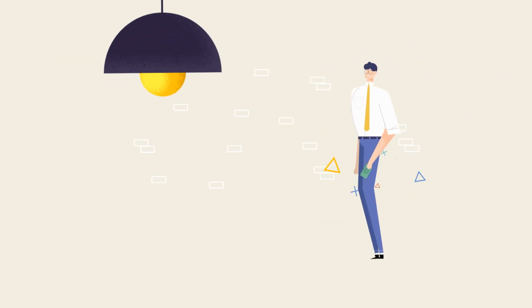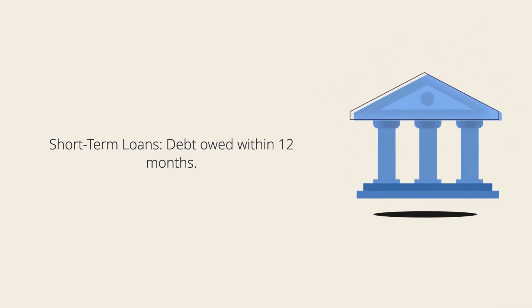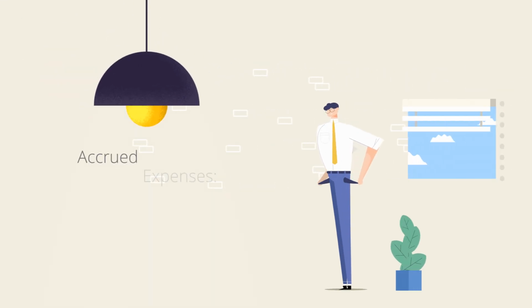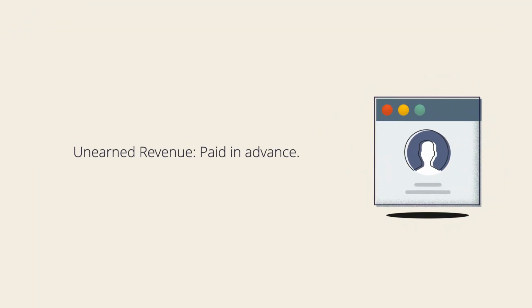Accounts payable, money the company owes to its suppliers. Short-term loans, debt due within 12 months. Accrued expenses, expenses incurred but not yet paid, like employee wages. Unearned revenue, money from customers for services not yet provided, like a subscription.